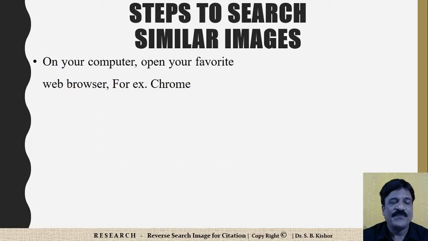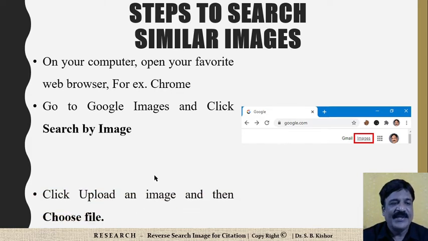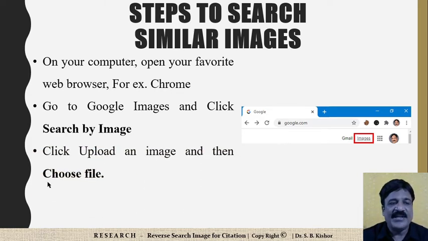The first one is on your computer. Open your favorite web browser, assume it's Chrome. Then go to Google Images and click search by image. Okay, here you need to click. Then click upload an image and then choose the file.